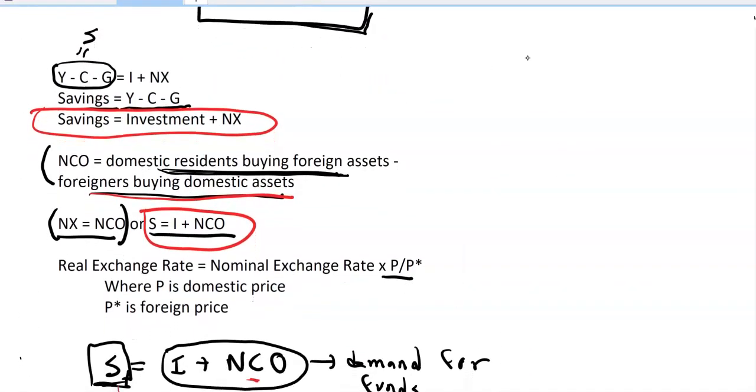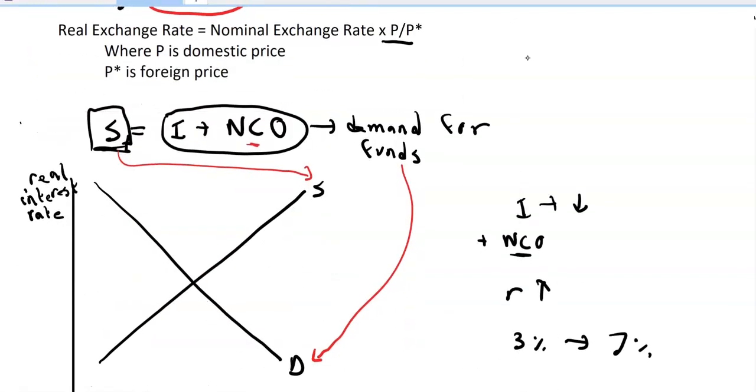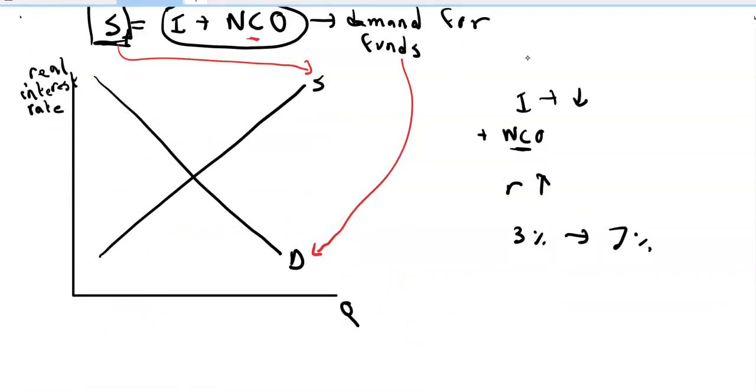And we can see it here. Why? Because NCO is domestic residents buying foreign assets minus foreigners buying domestic assets. So NCO then will also decline. It gets more negative. As a result, as interest rates go up, both of these numbers will fall, which means the demand curve is also going to fall. So as interest rate goes up, the demand for loanable funds will decline.